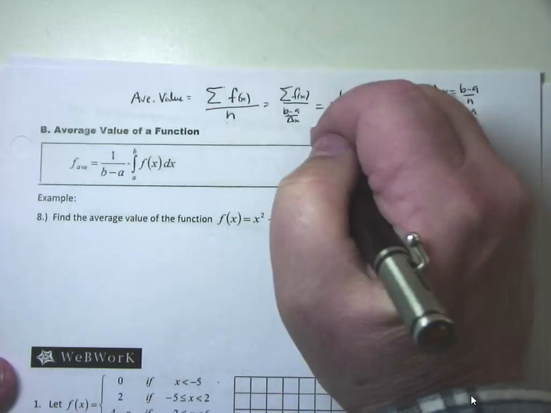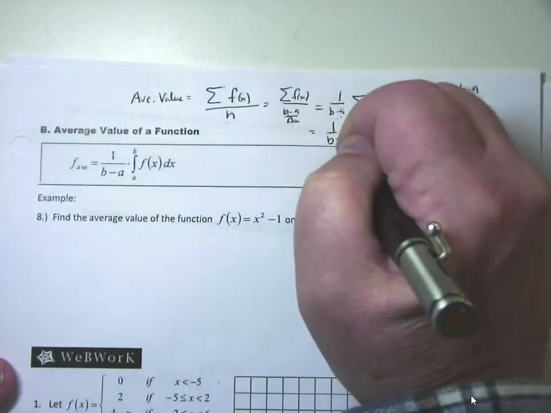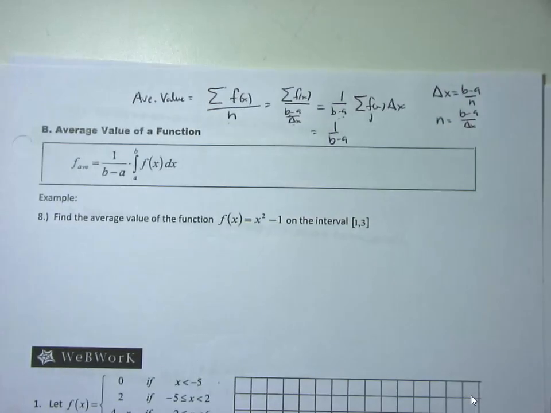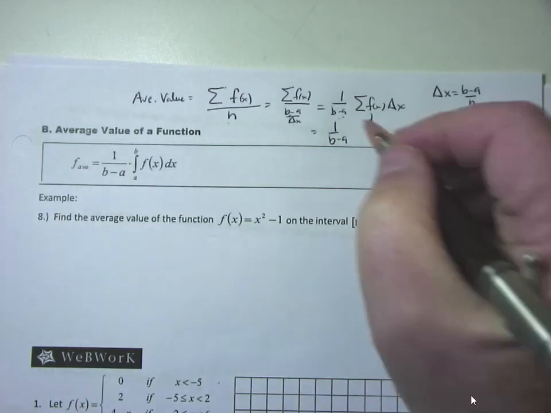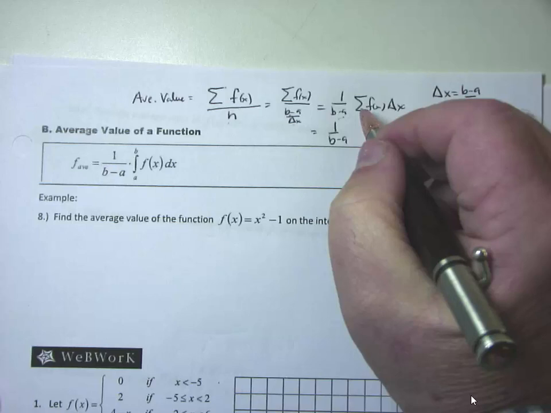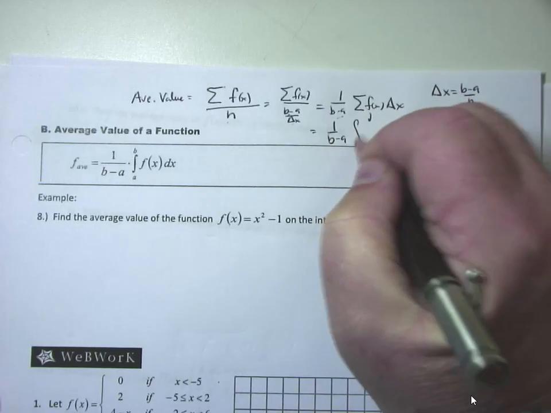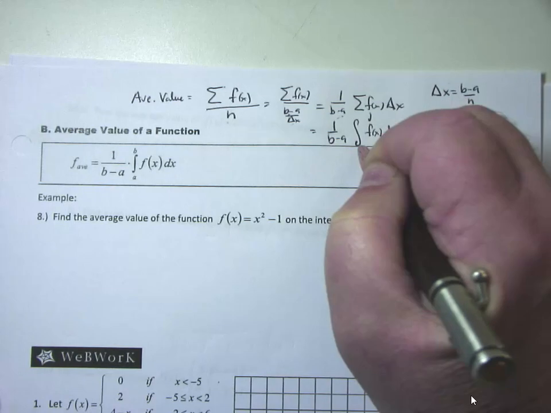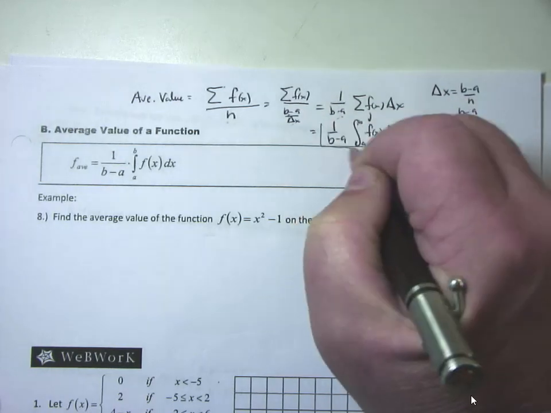Well, here comes my formula. This is 1 over b minus a. Applying integral calculus, Riemann sums turn into integration, and this is your direct substitution here. Summation is that elongated s. Here's my function, and the delta x turns into dx from a to b, and this is how the formula was derived.